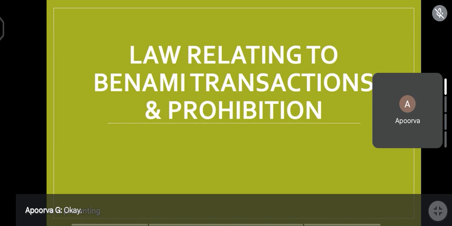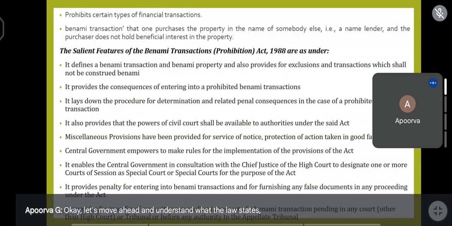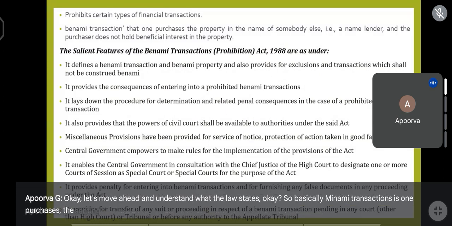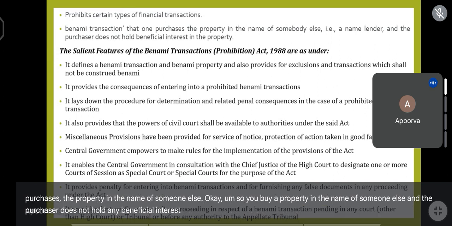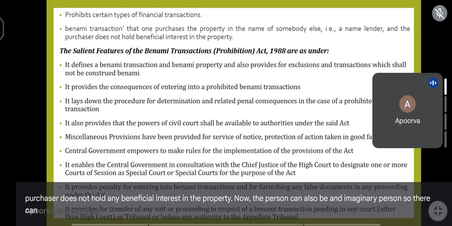Okay, let's move ahead and understand what the law states. Basically, a Benami transaction is where one purchases the property in the name of someone else, and the purchaser does not hold any beneficial interest in the property. Now, the person can also be an imaginary person. So if you're buying a property in A's name, A might not be in existence at all. That's called a Benami transaction.